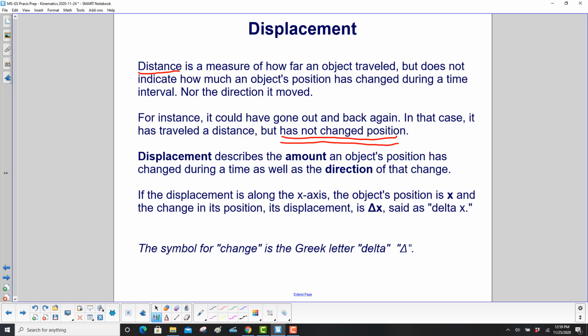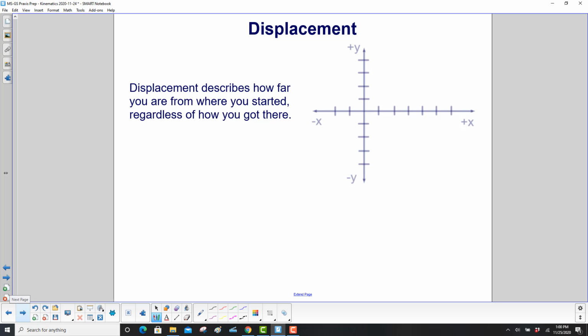Displacement describes the amount that an object's position has changed during a time, as well as the direction of that change. If the displacement is along the x-axis, the object's position is x, and the change in its position, its displacement, is delta x. The symbol for change is the Greek letter delta. Henceforth, that's called delta x. Displacement describes how far you are from where you started, regardless of how you got there.